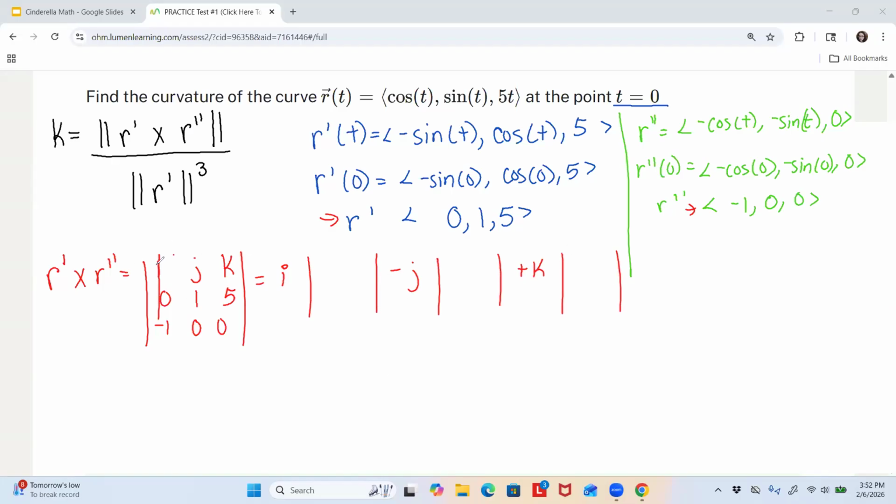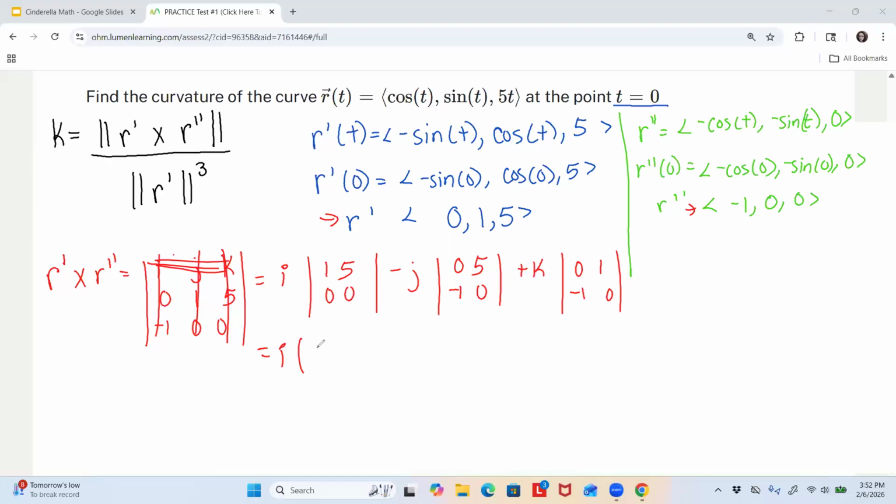So after you eliminate I, what's left? 1, 5, 0, 0. After you eliminate j, what's left? 0, 5, negative 1, 0. After you eliminate k, what's left? 0, 1, negative 1, 0. Let me make sure that all matches what I have on my paper. Okay, good. And now let's work this out.